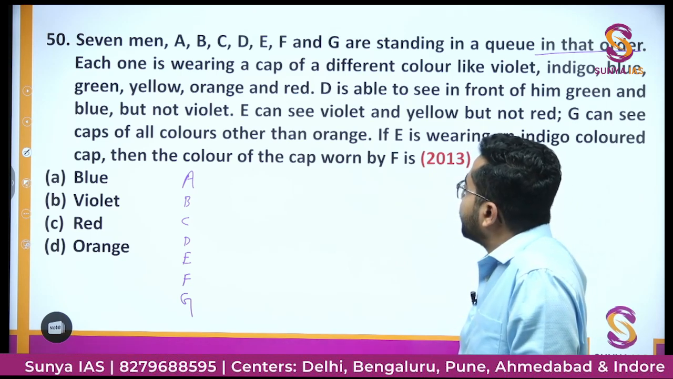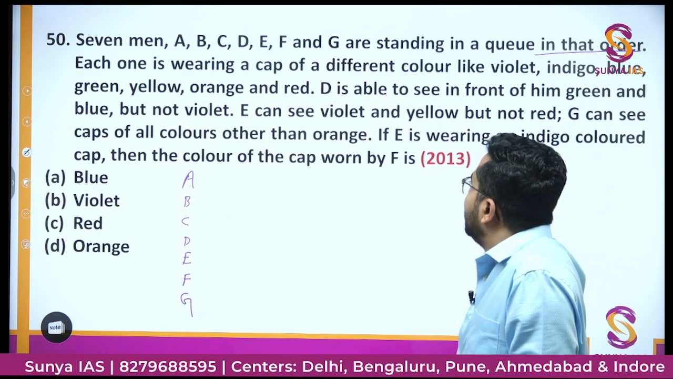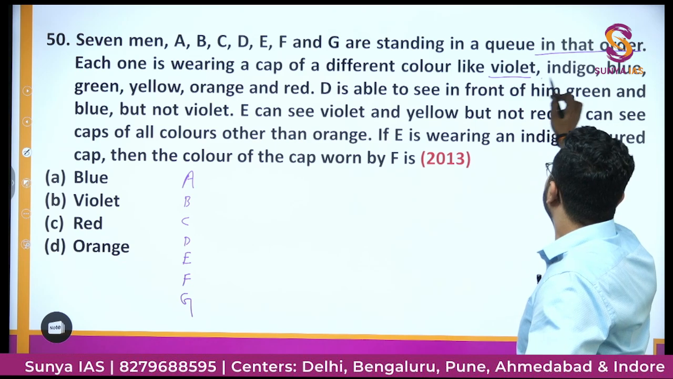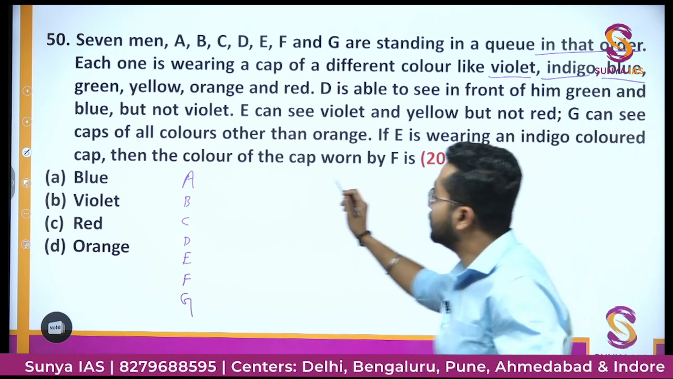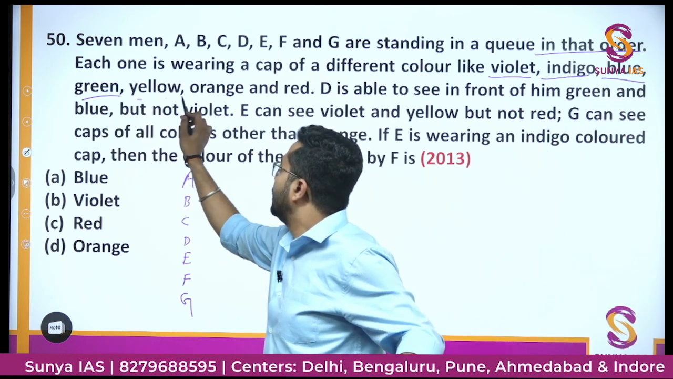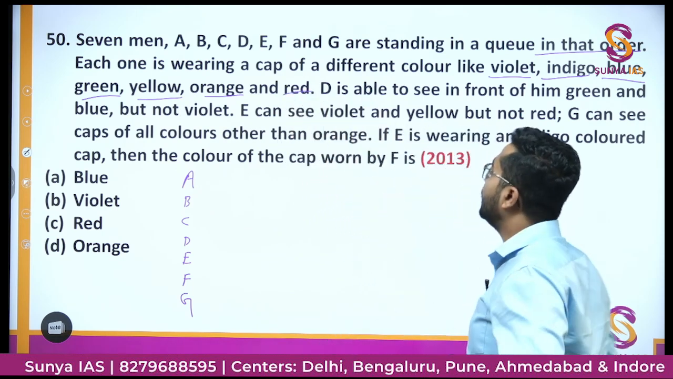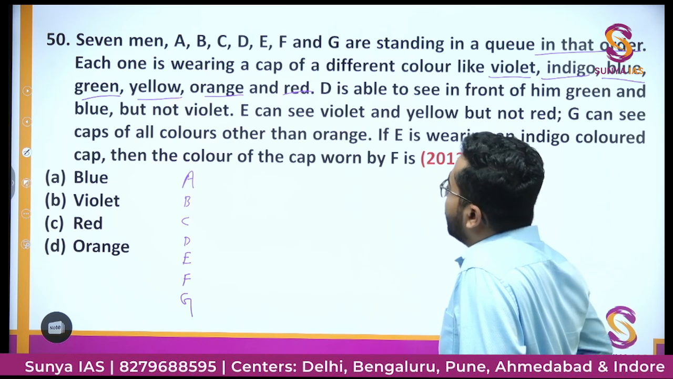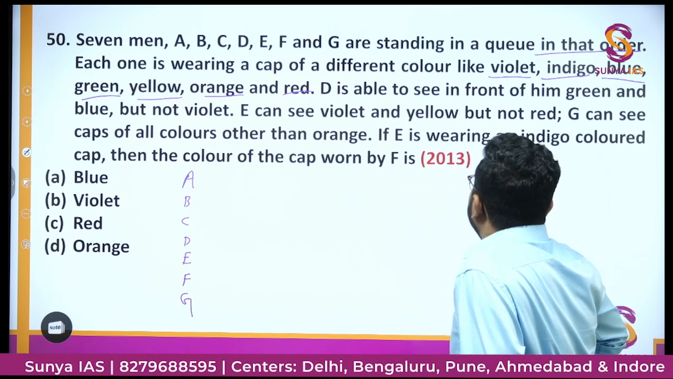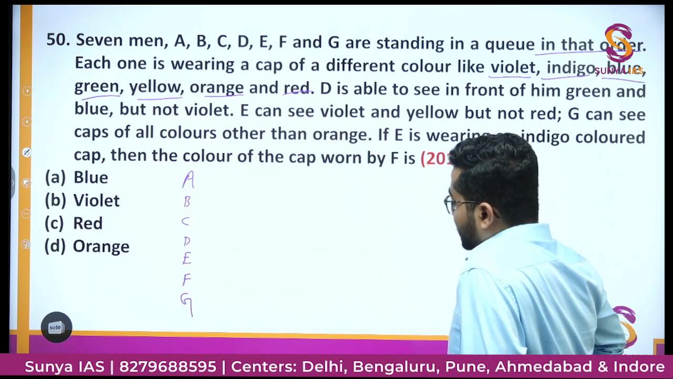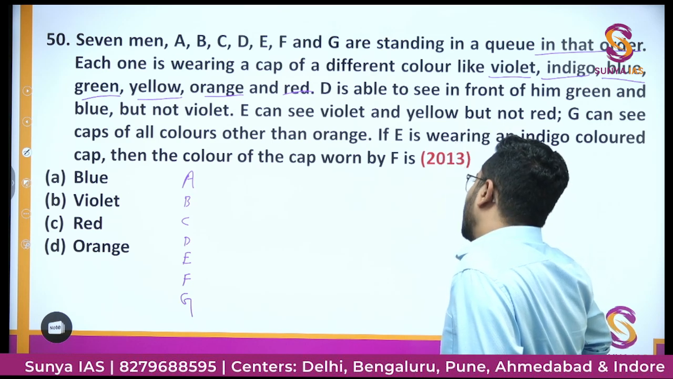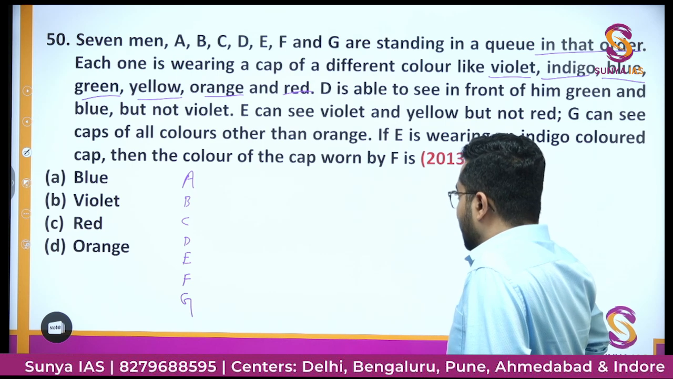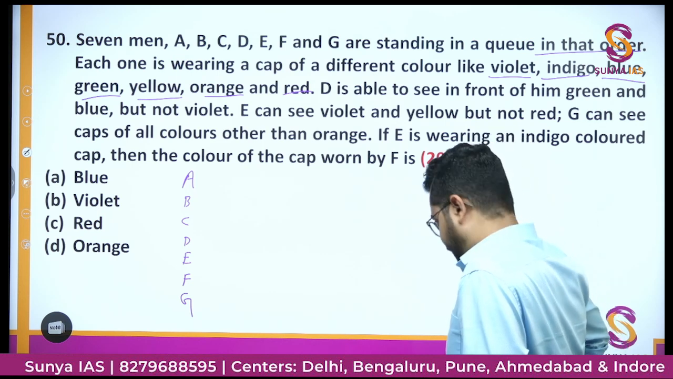Each one is wearing a cap of a different color. What are the colors? Violet, indigo, blue, green, yellow, orange and red. D is able to see in front of him green and blue but not violet. E can see violet and yellow but not red. G can see caps of all colors other than orange. If E is wearing an indigo colored cap, then the color of the cap worn by F is?